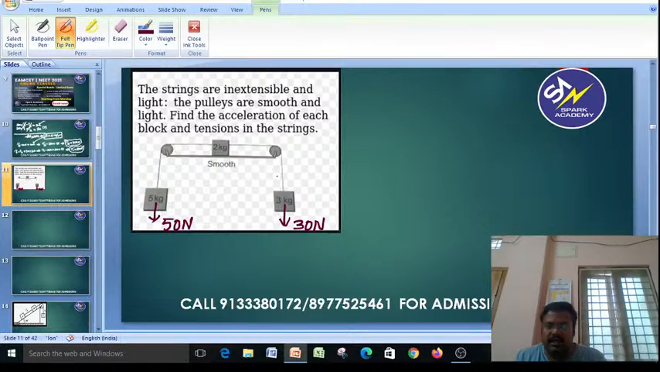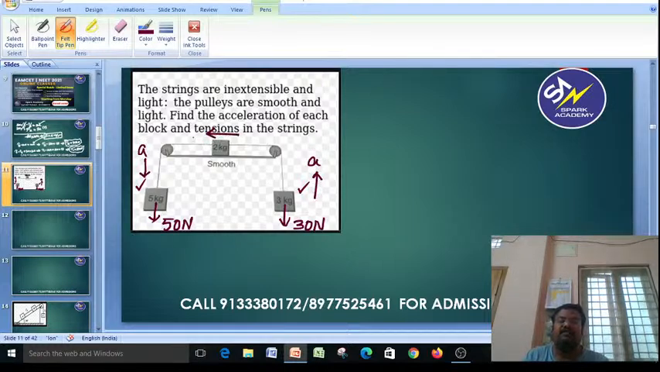You understood this one. This is a 3 kg block. This is a 5 kg block. Definitely the acceleration of the 5 kg block will be in the downward direction, so the 3 kg block will move in the upward direction. By default, the acceleration of the 2 kg block is towards the left side. This you understood, I hope.